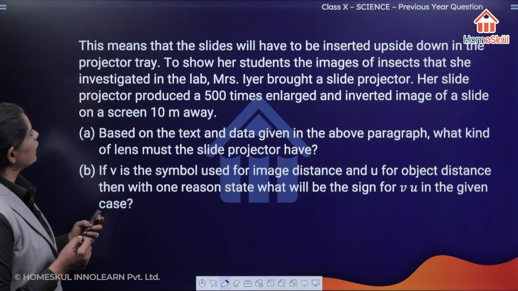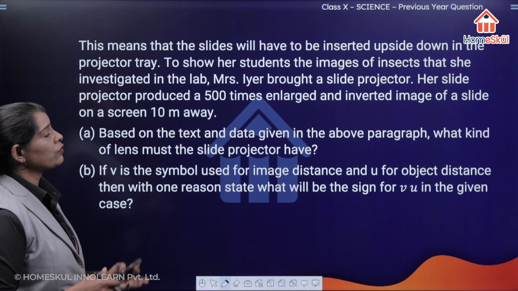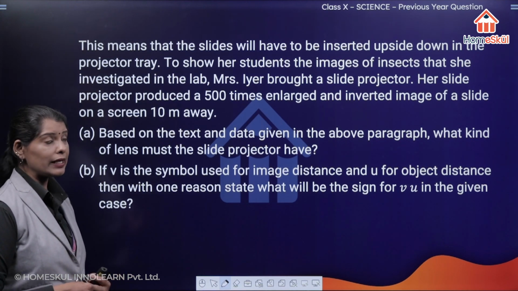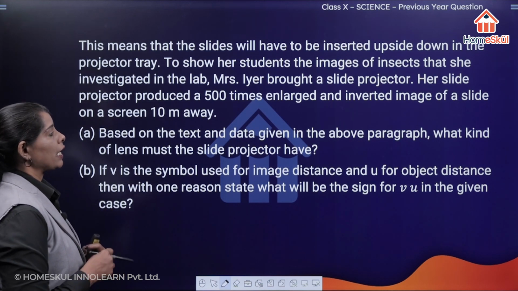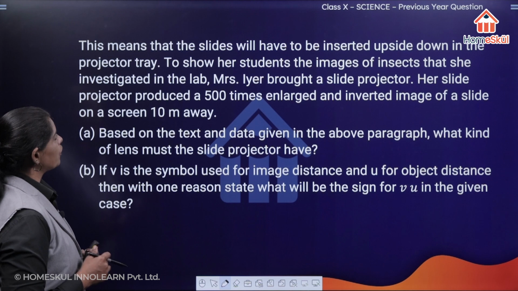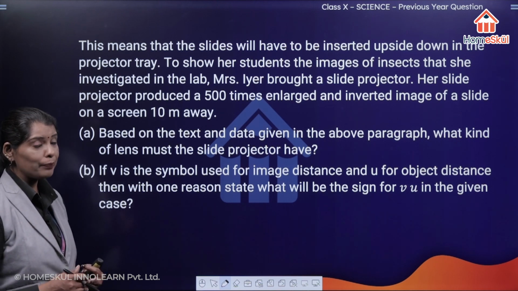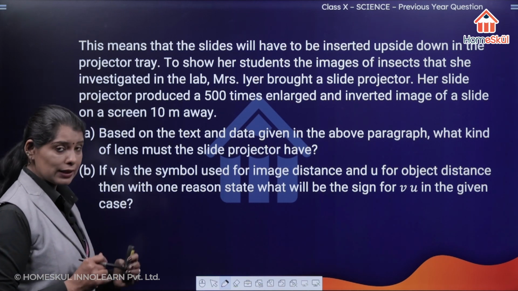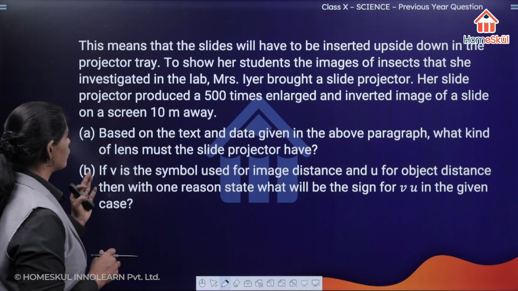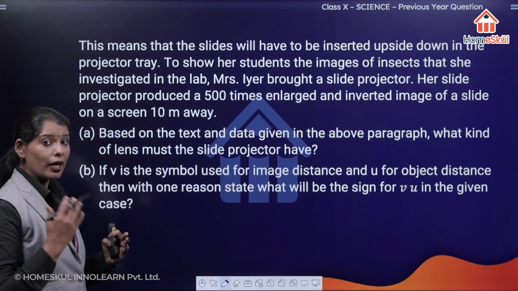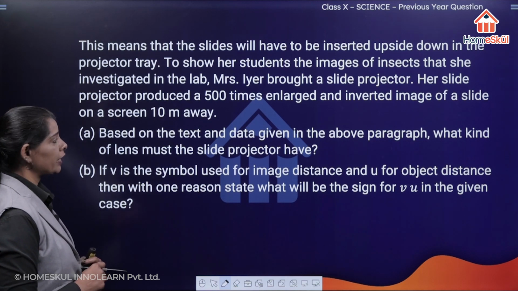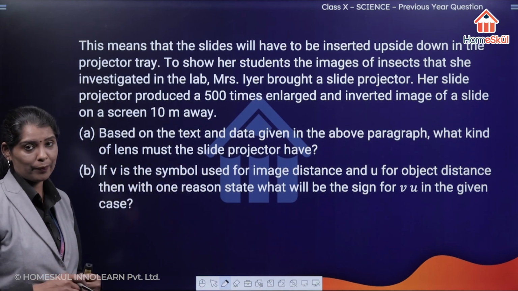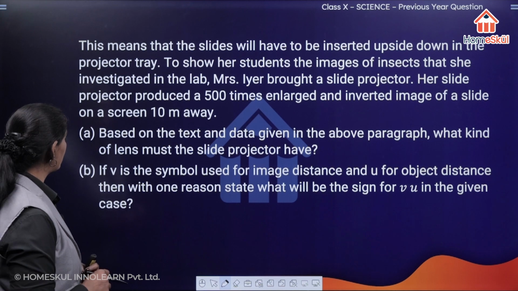The question says further, this means that the slides will have to be inserted upside down in the projector tray to show her students the images of insects that she investigated in the lab. Mrs. Iyer brought a slide projector. Her slide projector produced a 500 times enlarged and inverted image of a slide on a screen, which is 10 meters away. So, which are the questions following?